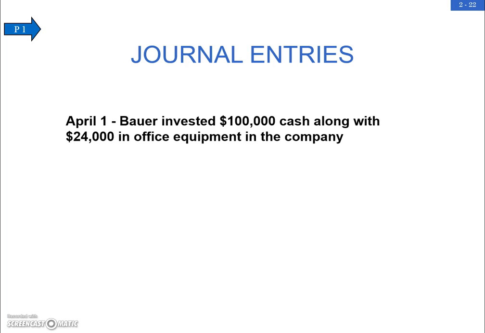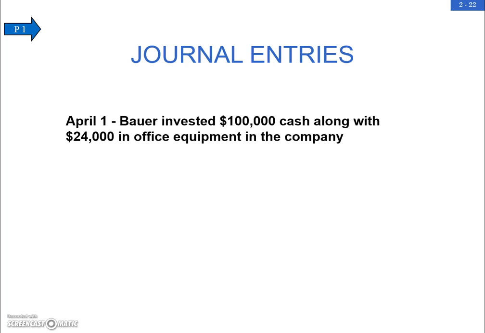And this is the thought process I want going on in your mind. I want you to say, what's happening to the company's assets in this? Are they going up or are they going down? Are they increasing or decreasing? And the answer is yes, they are increasing. The company's cash is increasing by $100,000 and the company's office equipment is increasing by $24,000, right? So in total, the assets are increasing by $124,000.